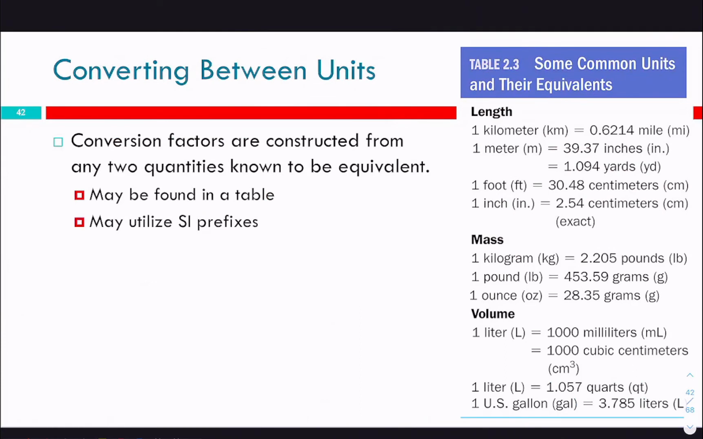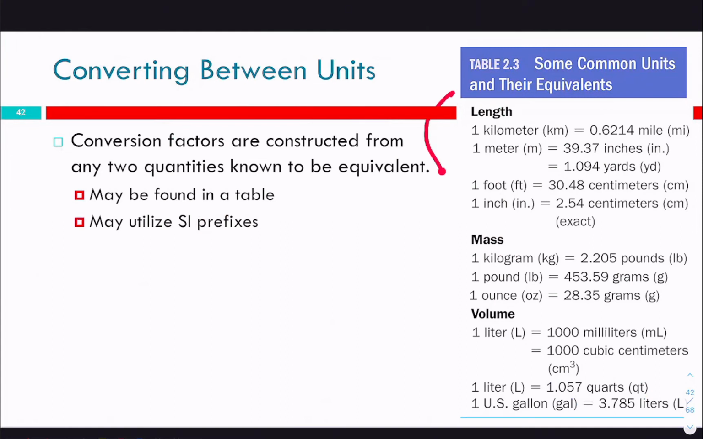So conversion factors are constructed from any two quantities known to be equivalent. I think I did this 3 times last week, so I can't remember which one I did it. I think I drew out 1 foot on the board, or 12 inches, and then 1 foot with it, right? So those are equivalent units, right? They both describe the same distance. So that's how we make these conversion factors.